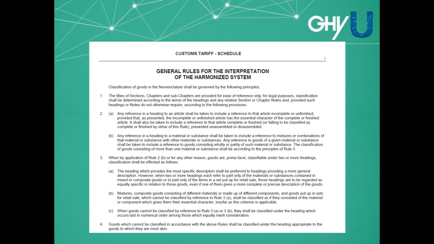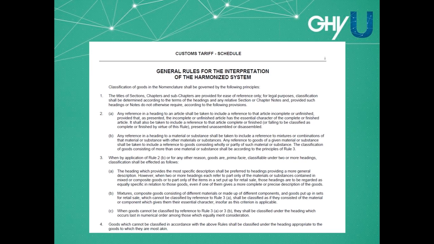However, when 2 or more headings each refer to part only of the materials or substances contained in mixed or composite goods, or to part only of the items in a set put up for retail sale, those headings are to be regarded as equally specific in relation to these goods, even if one of them gives a more complete or precise description of the goods. So it's whatever's most specific. For example, seats for motor vehicles would be classified not as an automobile part under 8708, but they would qualify for seats under 9401.